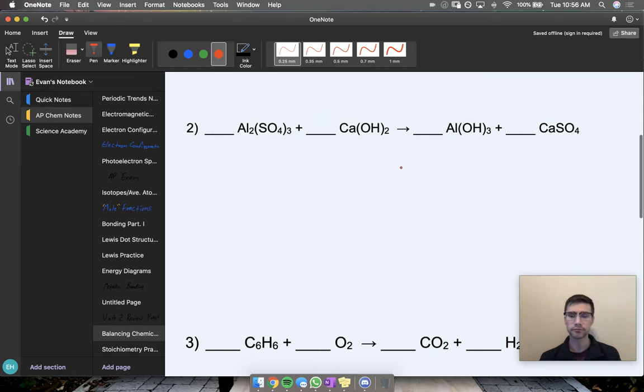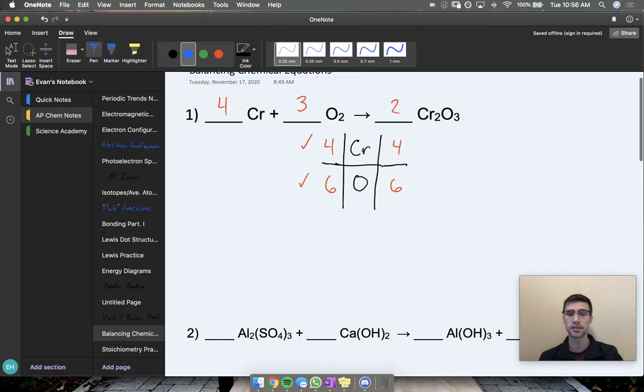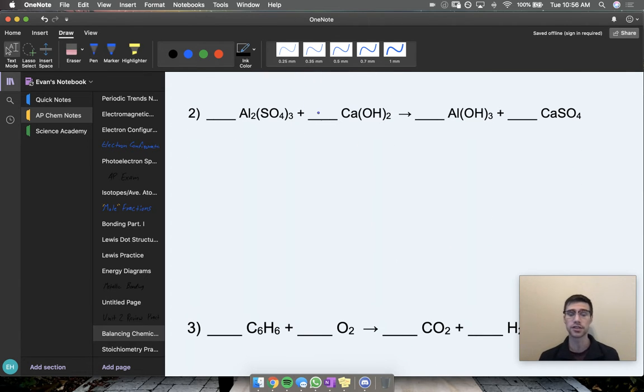Okay, moving on. So this problem is actually a little special, and I'll point something out here that might be helpful to you guys. I'm going to switch over to blue. So one way, if you wanted to do this the same way that I created this table up here, you'd have to isolate everything. And there's a lot going on in this equation, right? There's aluminum, sulfur, oxygen, calcium, and hydrogen, okay?